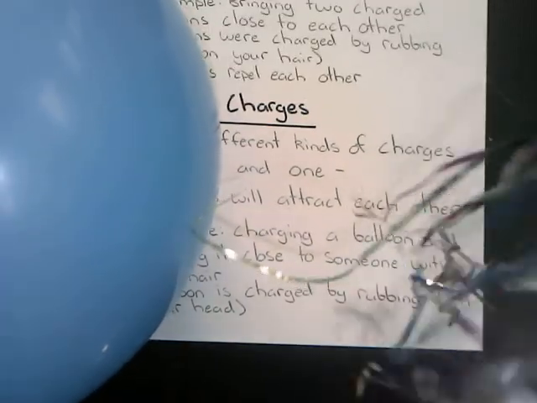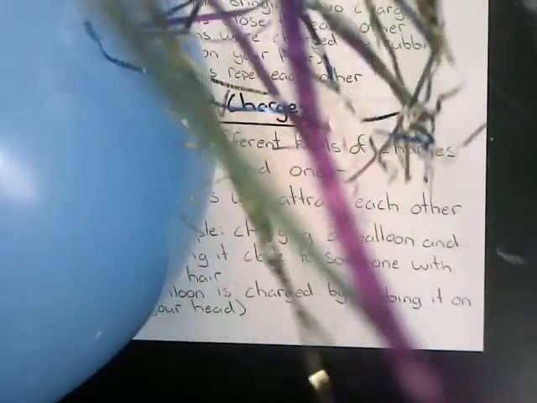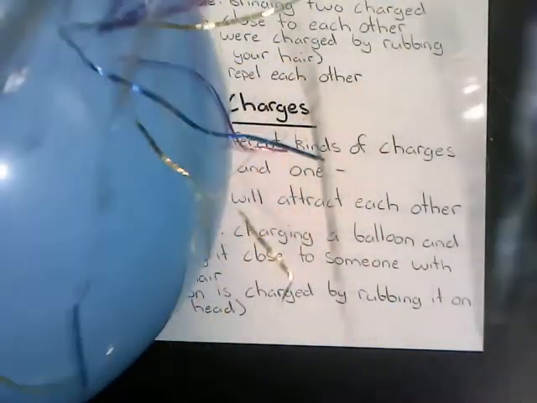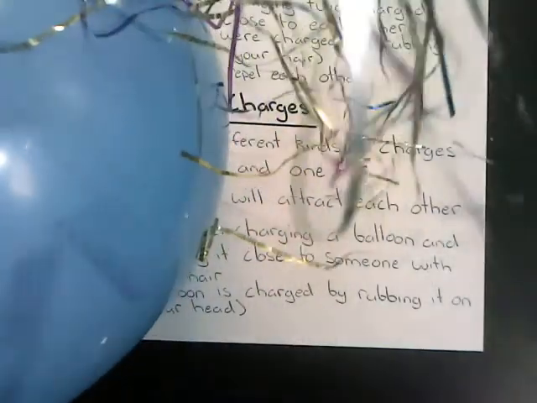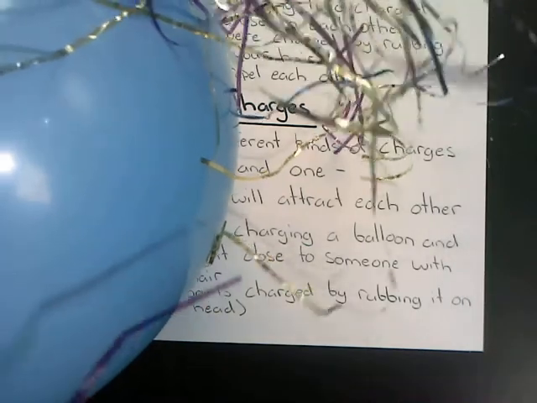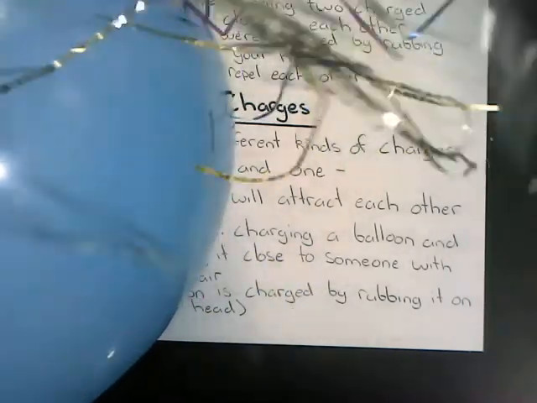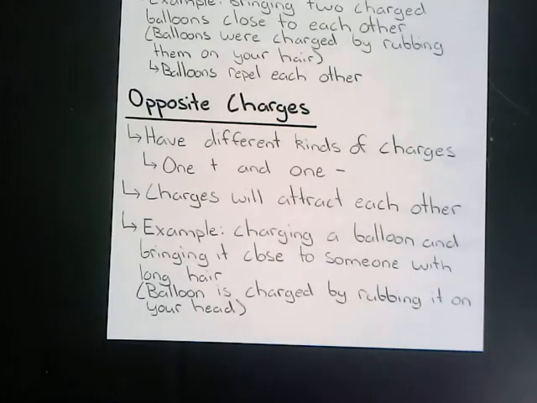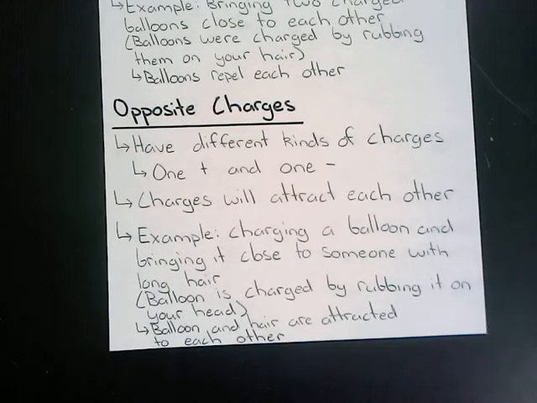Check that out. These hair particles, you can see they start to get attracted to that charged balloon. And as I rotate it around here, you can see that the different ribbons are essentially sticking or attracting to that balloon. So let's write that down. So that balloon and the hair were attracted to one another.